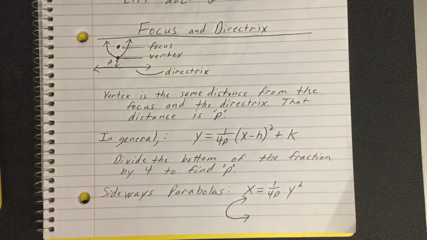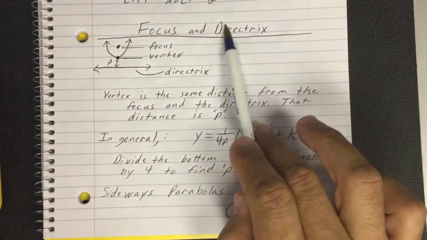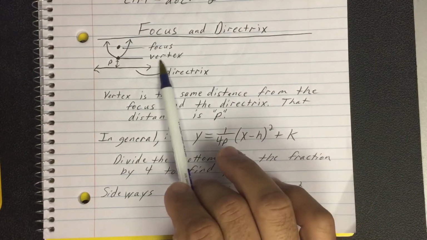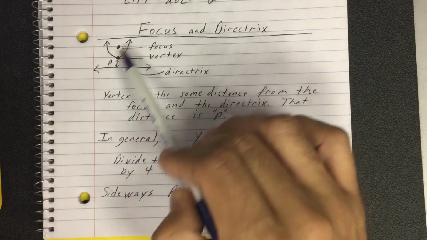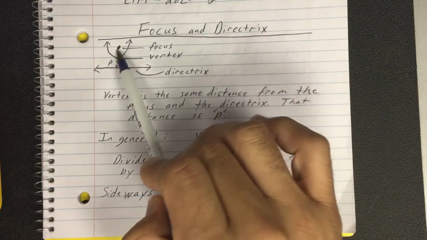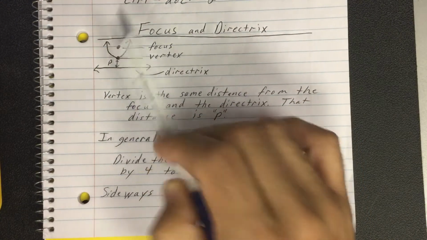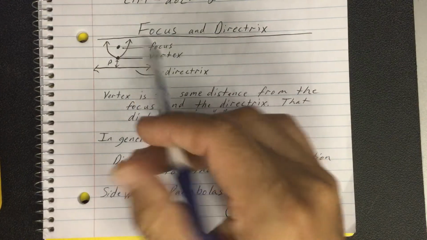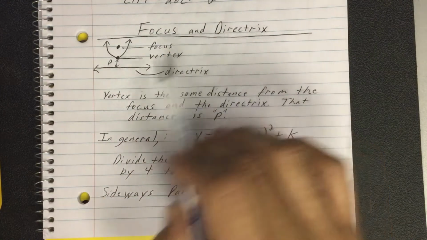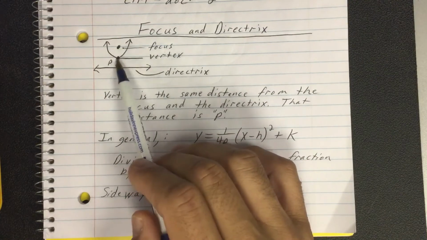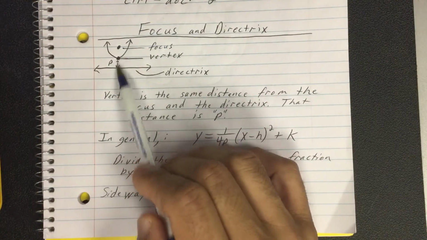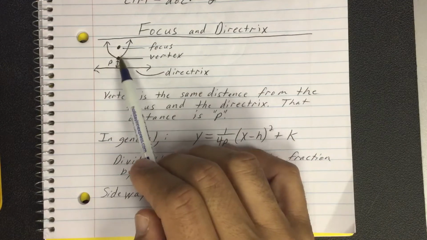Okay, on focus and directrix, the main thing is to just remember that the focus and the directrix are related to the vertex, right? You have the focus, and the parabola goes around the focus. Like it's focused on that point, so it goes around that point. The directrix is a line down here, but we got to know that the directrix is the same distance as the focus from this vertex.